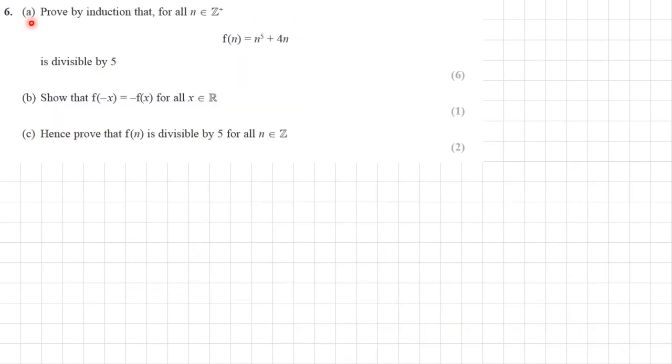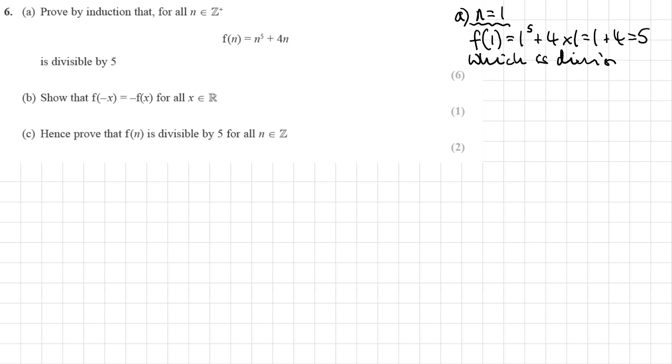Question 6, Part A. Prove by induction that for all n in the set of positive integers, this function f of n is equal to n to the power 5 plus 4n is divisible by 5. So in any proof by induction, we start with our basis step and we want to prove that this is true for n equals 1. So we substitute 1 into f of n. f of 1 is equal to 1 to the power 5 plus 4 times 1. Well, that's 1 plus 4 is equal to 5, which is divisible by 5. So the statement is true for n equals 1.